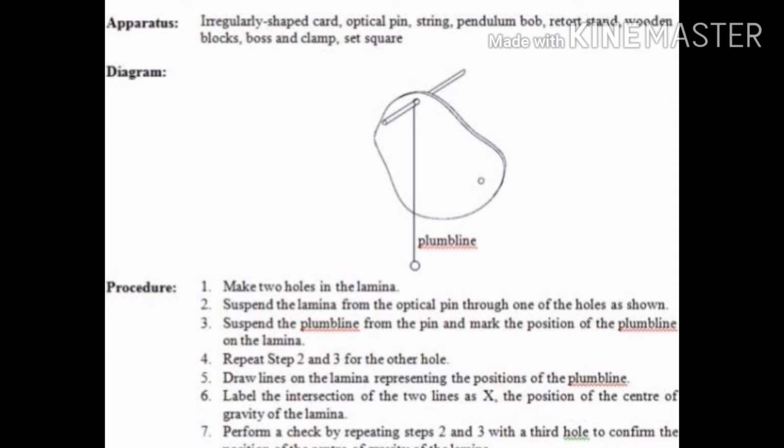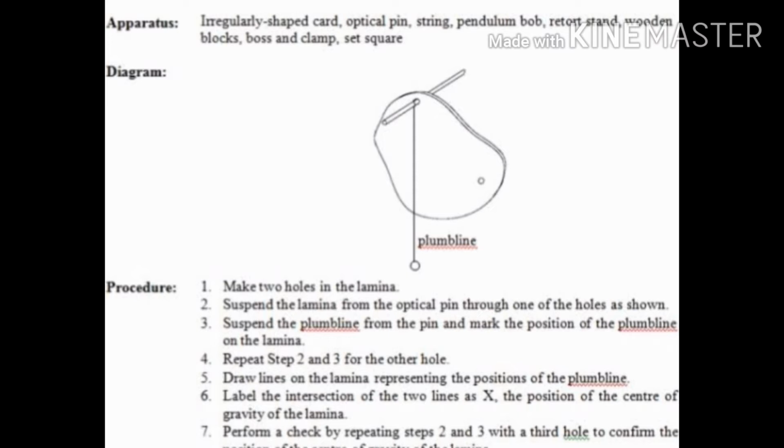We need some apparatus for that. That is an irregular shaped cardboard, optical pin, string, plumb bob and stand, and the wooden blocks, bars and clamp and the set square. Is it clear? So see the diagram. Consider this is one irregular shaped cardboard. We have one pin and plumb line at the center of the hole.